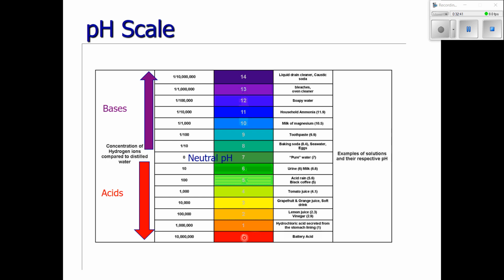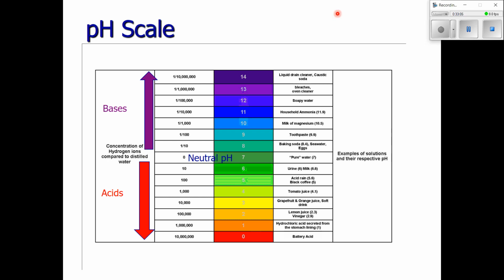It has a hydrogen ion concentration that's 1,000,000 times greater than the urine. I think I did that math right. Let's see, 10 times 10 is 100, times 10 is 1,000, 10,000, 100,000, 1,000,000. Yeah, I think I did that right. Okay, so you get the idea.